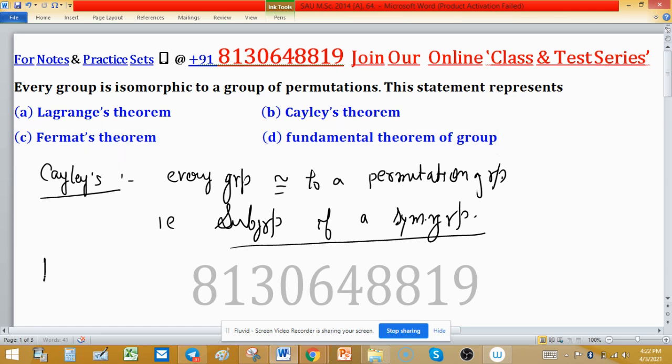And what is Lagrange's theorem? Lagrange's theorem says the order of a subgroup divides the order of the group. This is the statement, or its corollary, you can say a result, says that the order of a also divides the order of G.